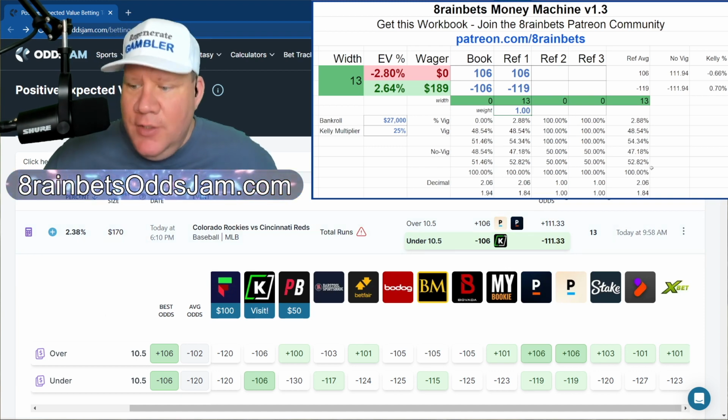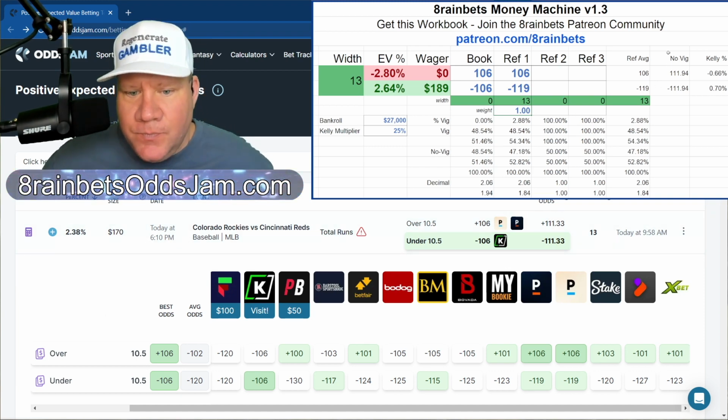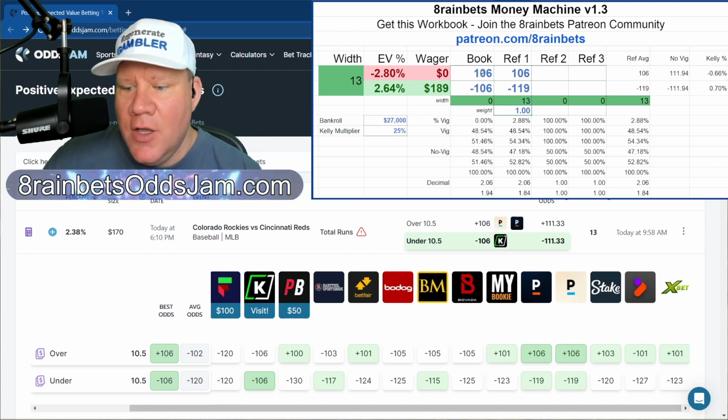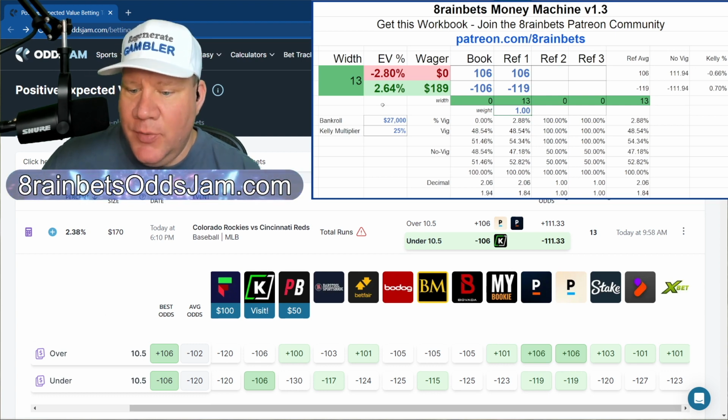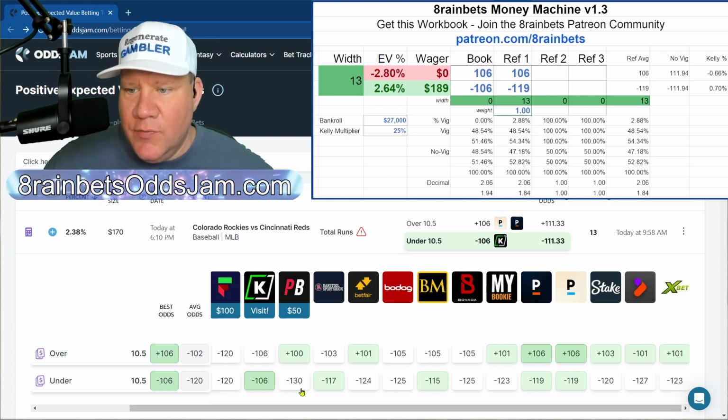So in our money machine here, we have a No-Vig calculation that is basically saying, okay, we've looked at a sharp book and we've looked at the opportunities in the market. And in this case, there is a play that you could make at minus 106 over at a book called Cut, and make a play if you wanted to.